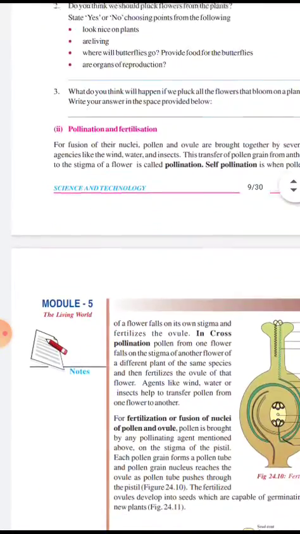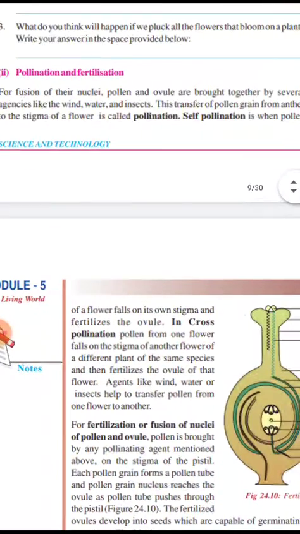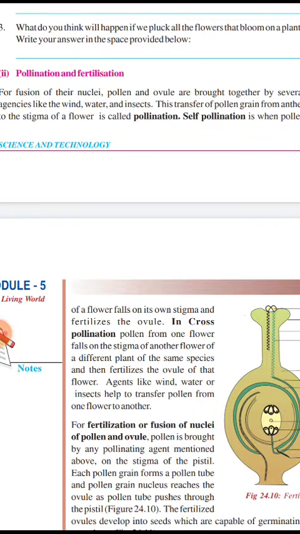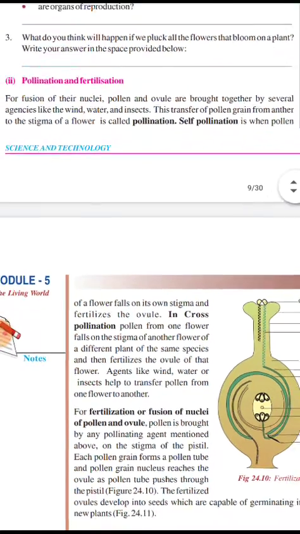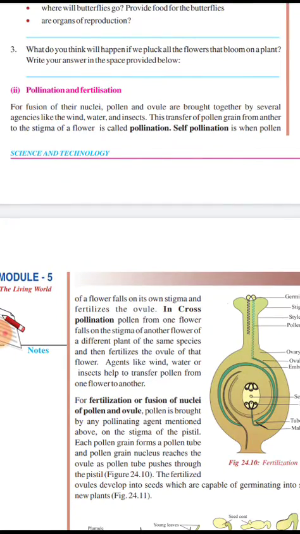The next topic is pollination and fertilization. We have now seen the reproductive parts of plants, and now we will see how reproduction happens in these plants. For the fusion of the nuclei, pollen and ovule are brought together. Pollen is the male part and ovule is the female part. They have to be brought together by several agencies. Agency means factors like the wind. When wind flows, they join together.